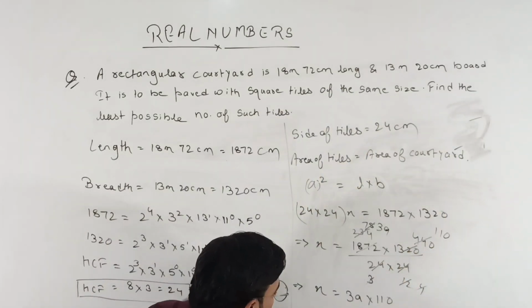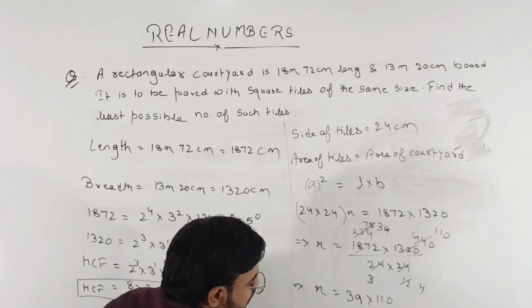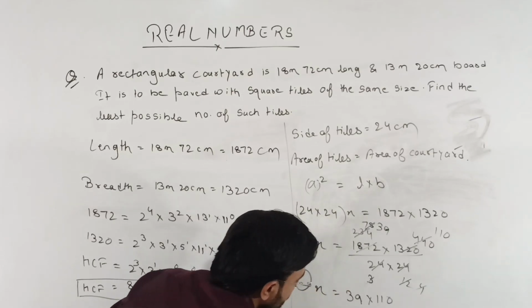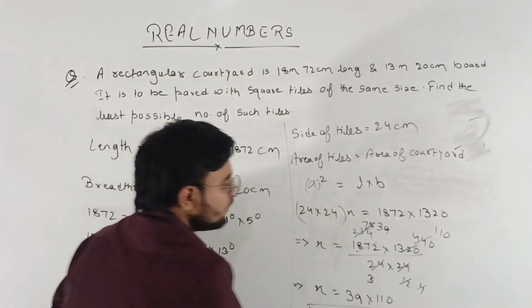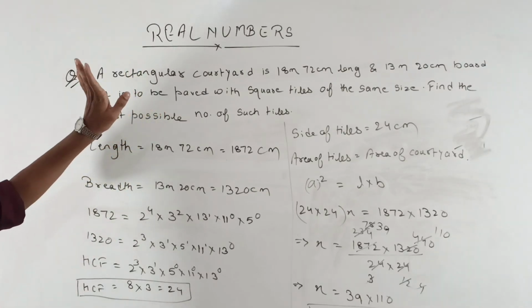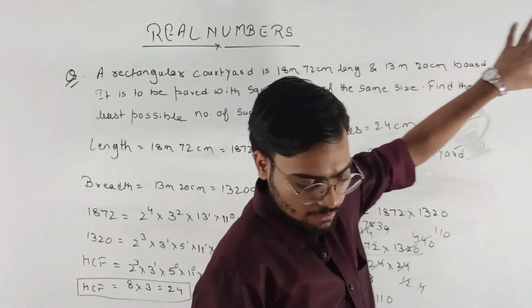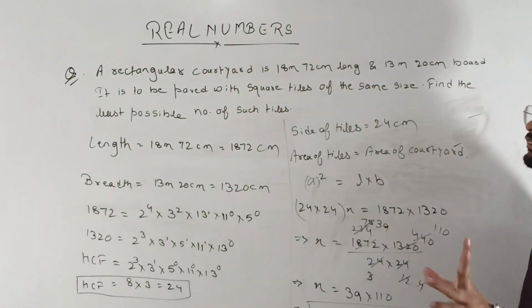Then x is equal to 424 tiles. Then we have 4440 tiles required to pave this rectangular courtyard, which has length 18 meter and 72 centimeter and breadth 30 meter and 20 centimeter. Understood? Now let us see one more time.